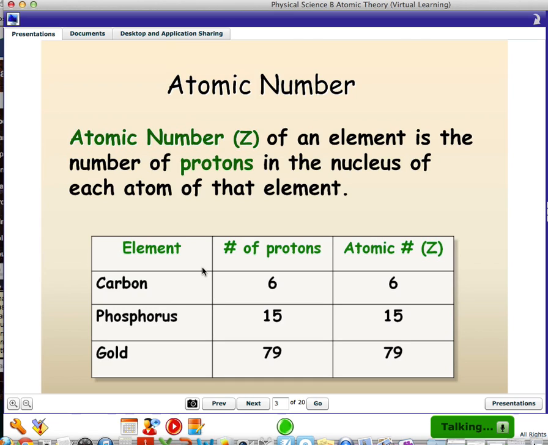So now we look at, on the periodic table, there is an atomic number of an element, and every element has its own specific atomic number. That atomic number relates to the protons of an element. So for instance, carbon has 6 protons. It is atomic number 6. Phosphorus has 15 protons. Its atomic number is 15. Gold has 79 protons. Its atomic number is 79. So the atomic number, which is usually listed in the top left-hand corner of the periodic table, is representative of how many protons an element has.